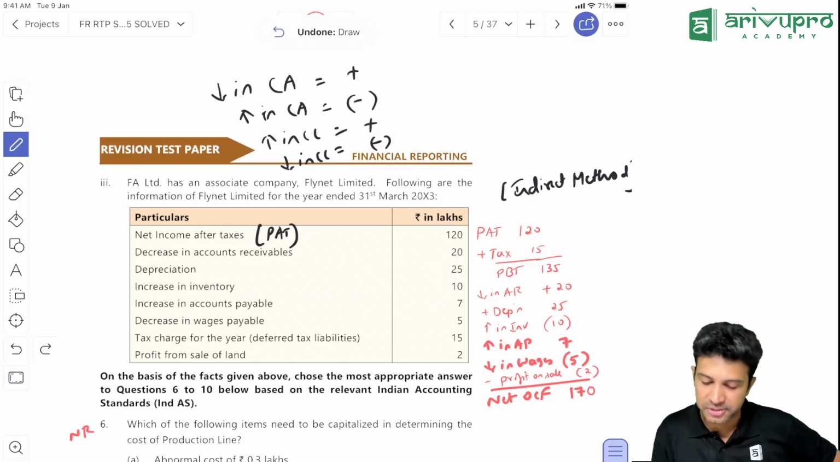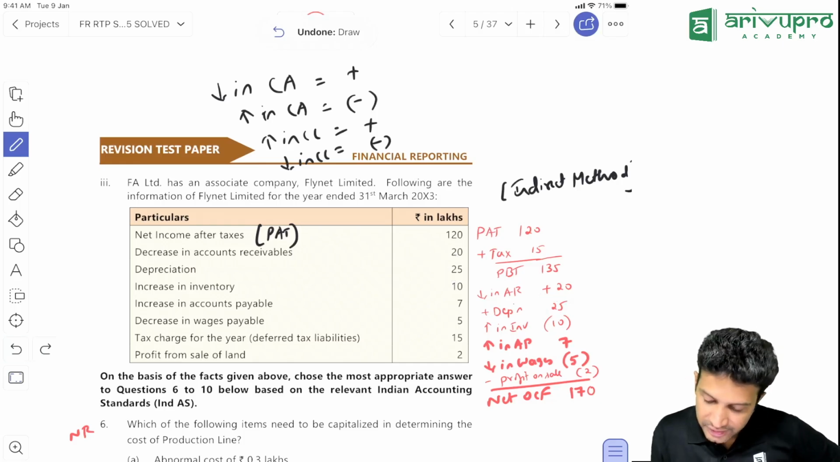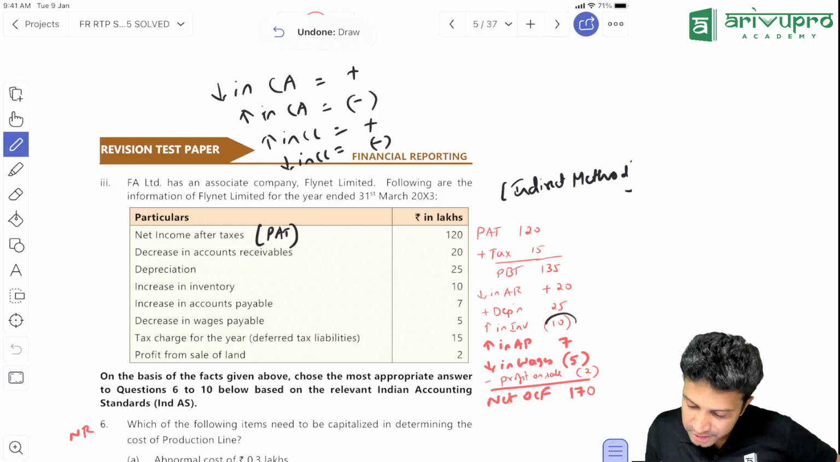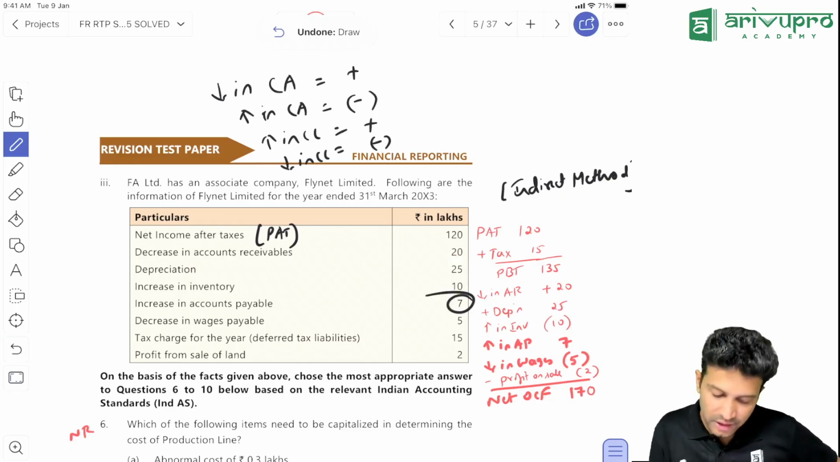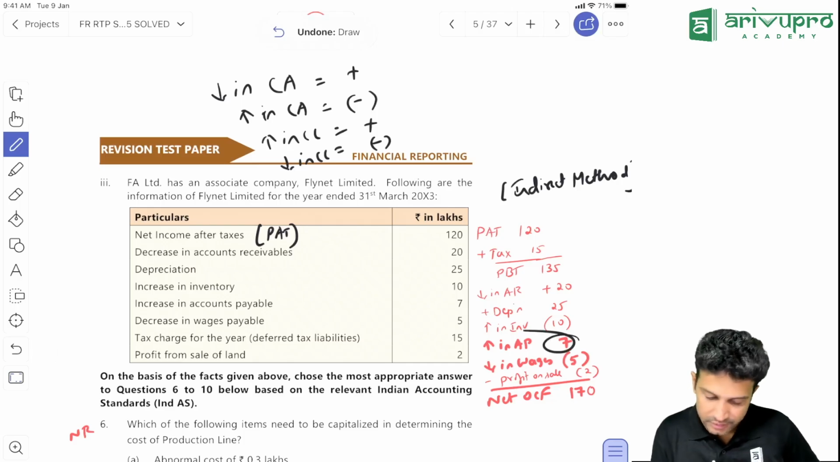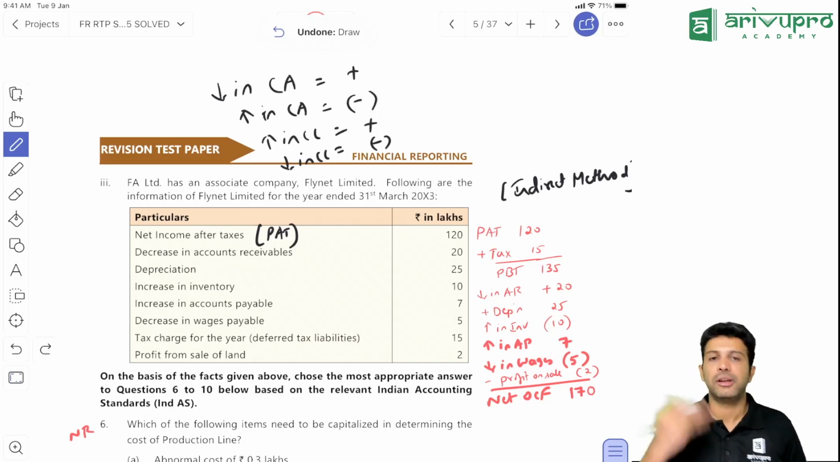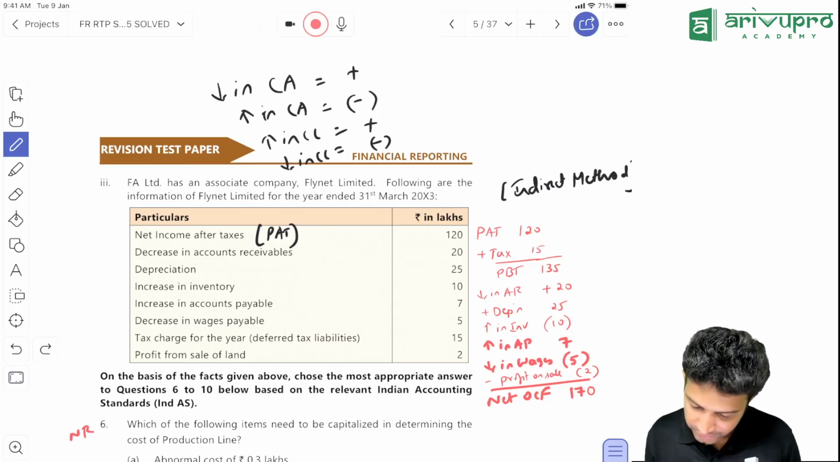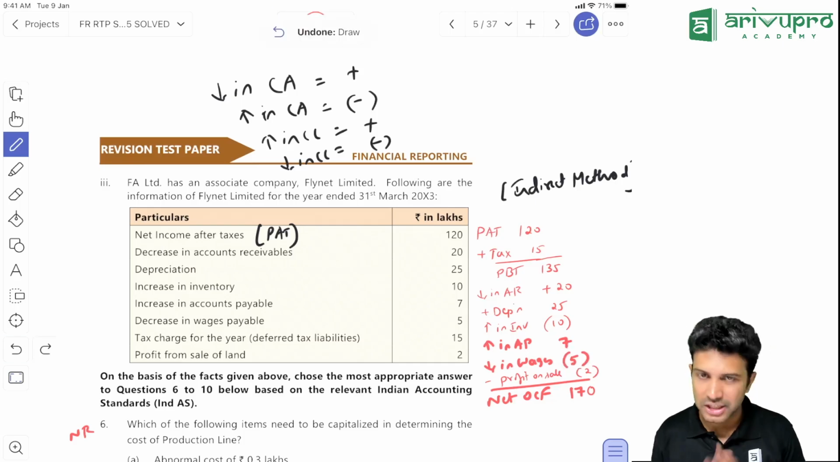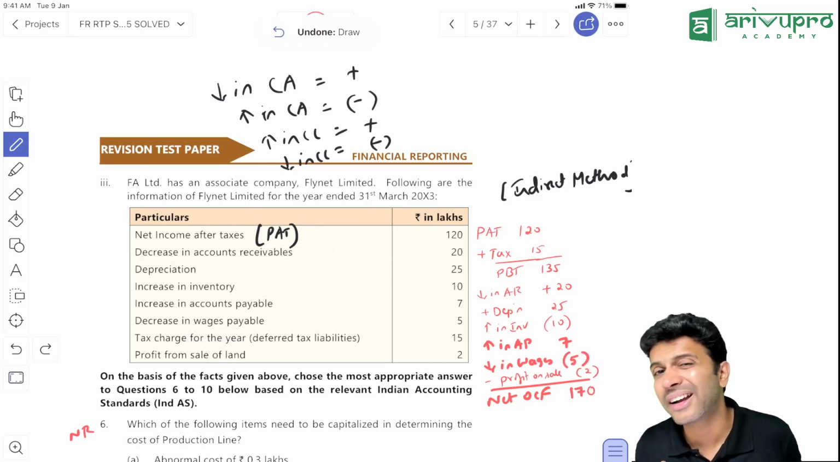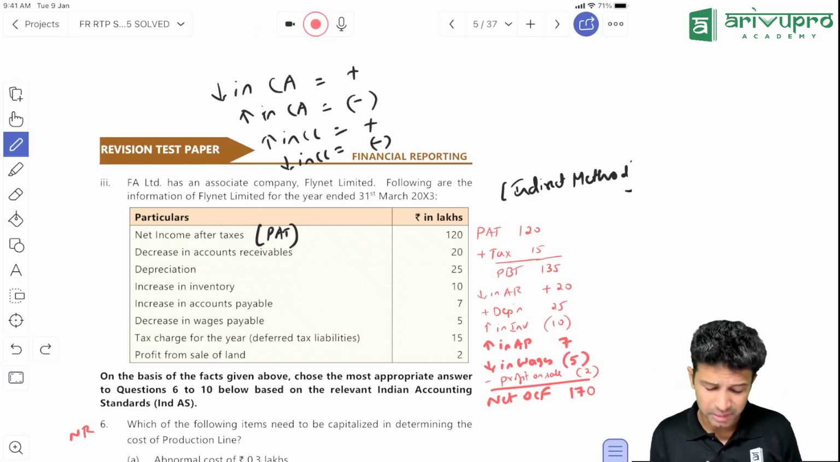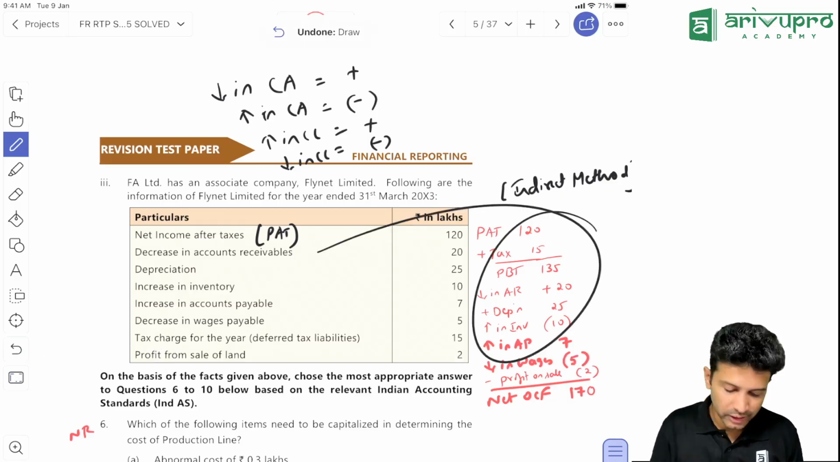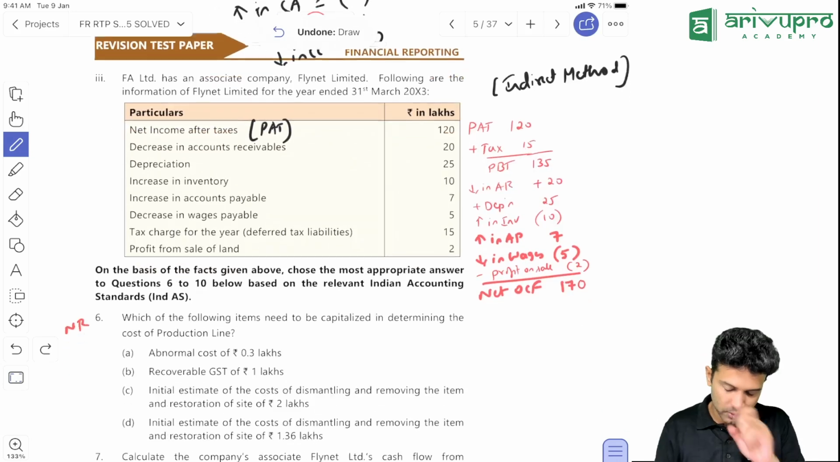Depreciation is a non-cash expenditure, add back. Then increase in inventory. Increase in current assets means minus, done. Increase in accounts payable, current liability, add. Decrease in wages payable. Wages is an outstanding expense or current liability, so decrease means reduce that. Okay, tax charge already considered. Profit on sale of land is not an operating activity, it is an investing activity. But this profit has gone to P&L, hence reduce it. By doing this, you will get the net operating cash flow of 170 lakh.